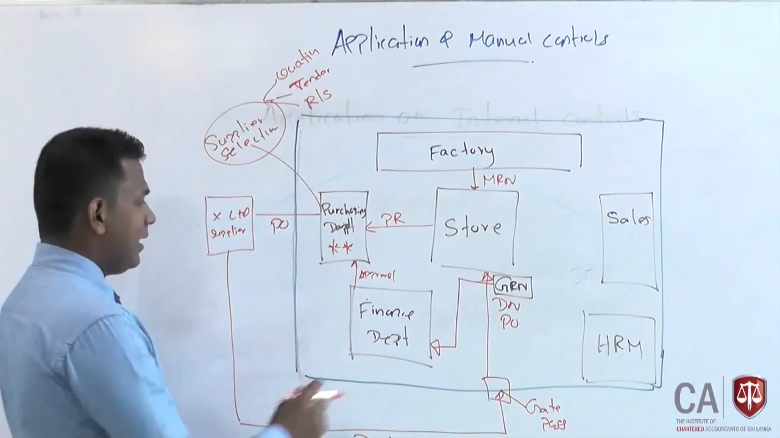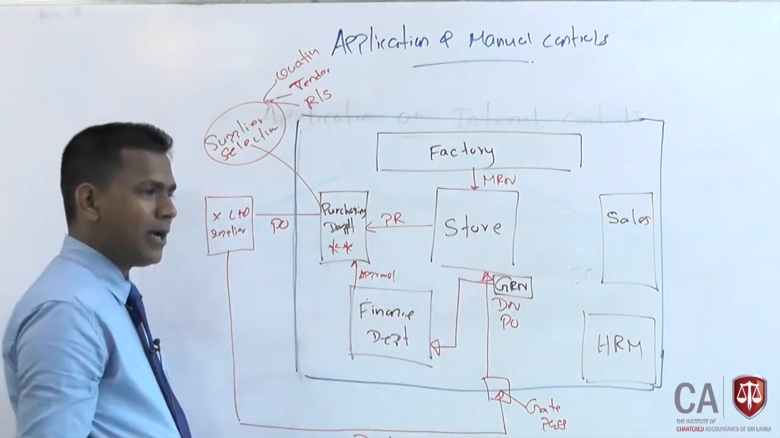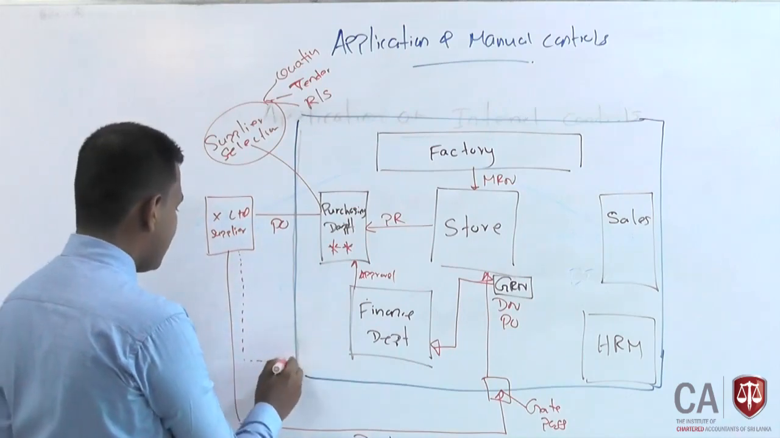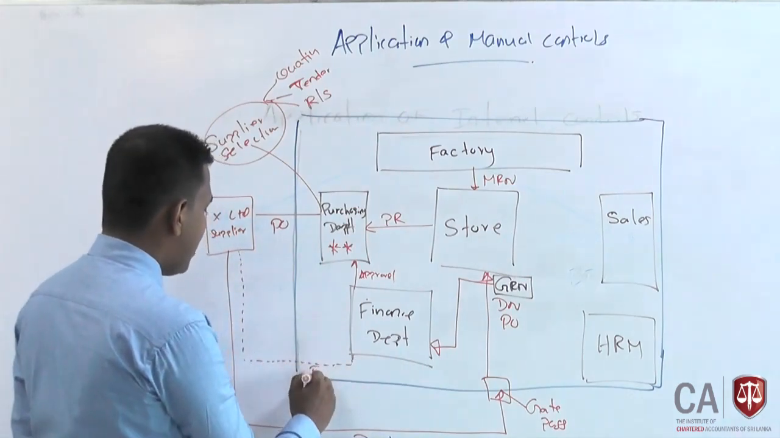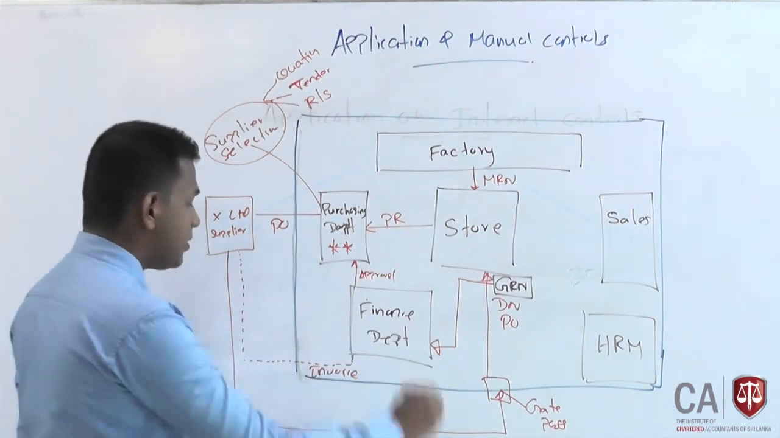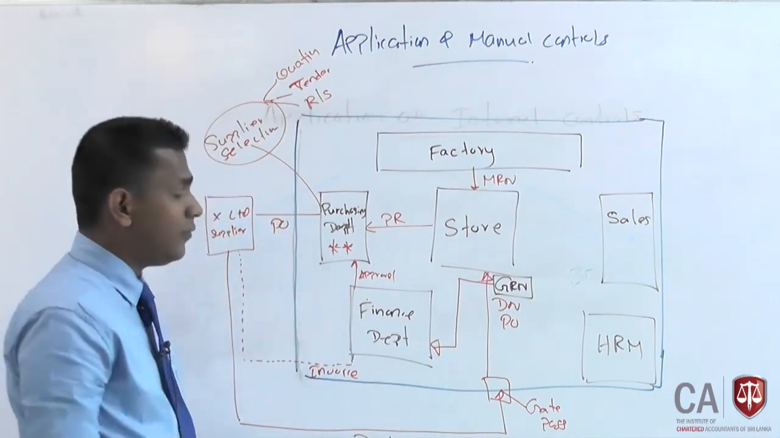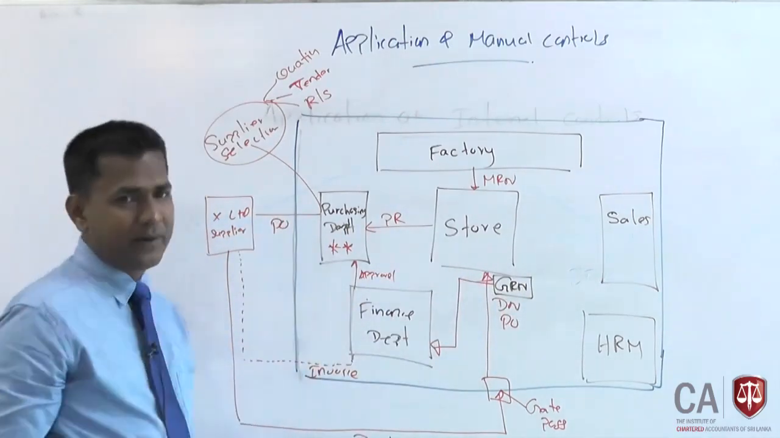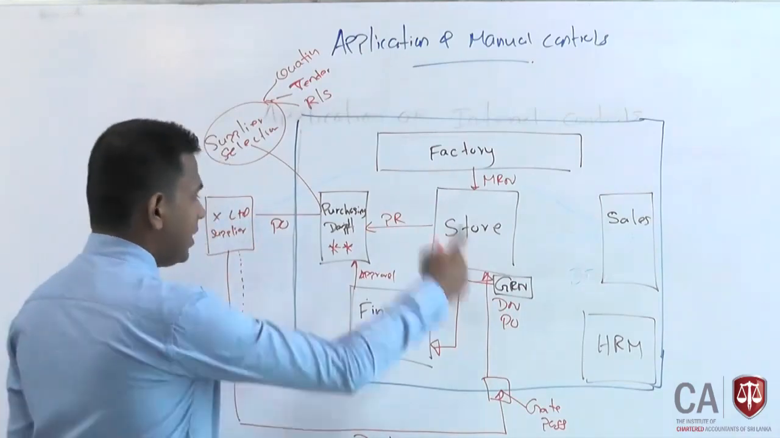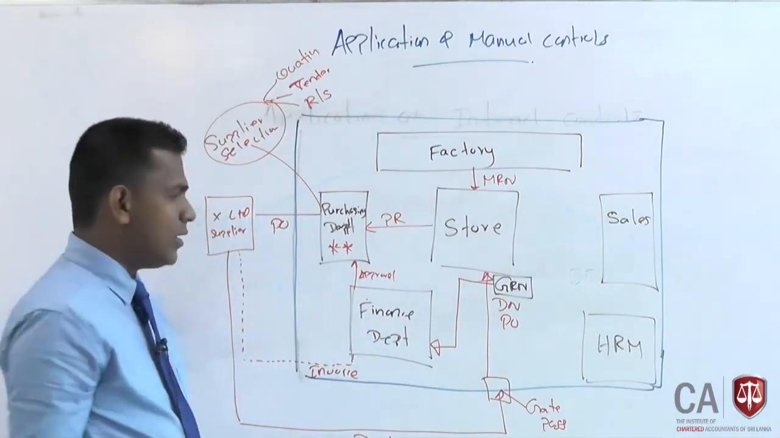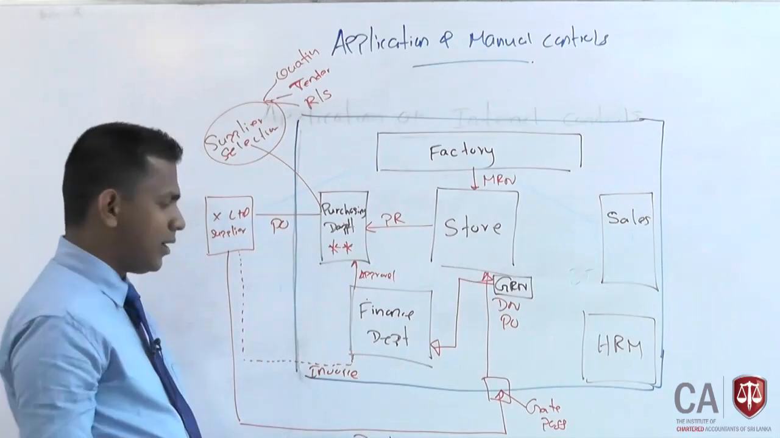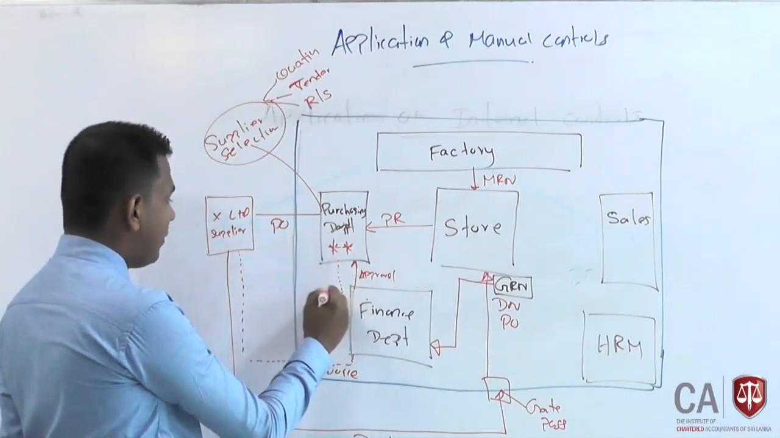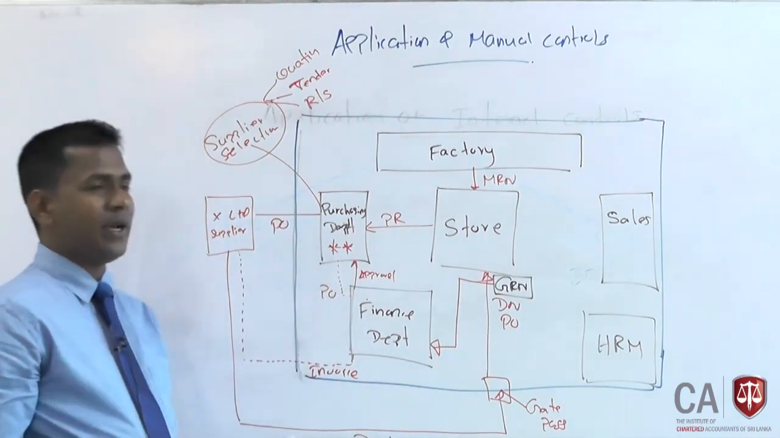So, the GRN will come to the finance department, and the invoice from X Limited also will come. Either the invoice will come with the supplied goods, or the invoice can come through a different channel. It is not really necessary for the invoice to come when the goods are received. Also, when the purchase order is sent, a copy of the purchase order should be given to the finance department.